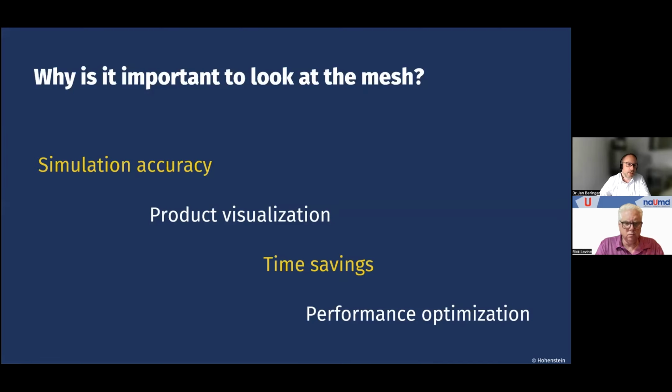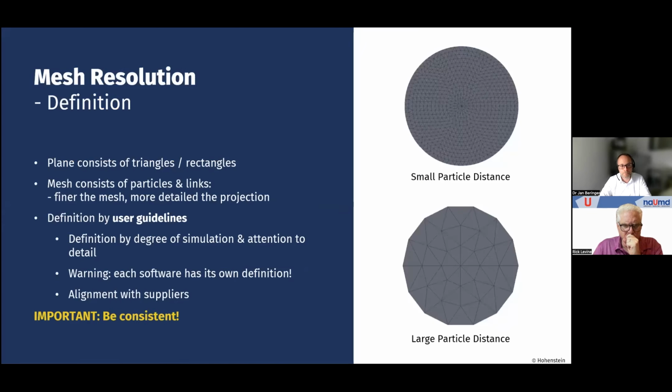And then, of course, we're starting with the next part, which is the mesh. Why is it important to look at the mesh? Well: simulation accuracy, product visualization, time savings, and performance optimization. Time savings and performance basically go together. If you increase the mesh size, so make the meshes smaller, it increases the computing time of your hardware. So basically, you have to find a sweet spot, and this is what we were investigating in one of our projects.